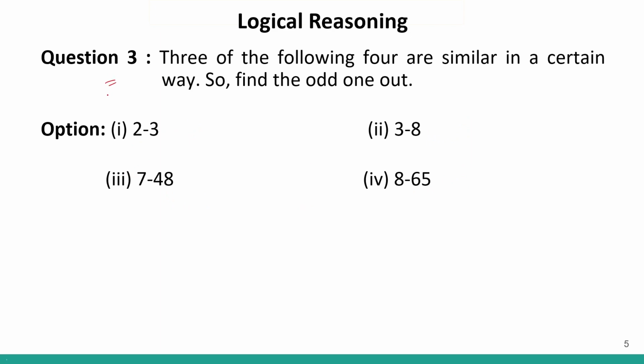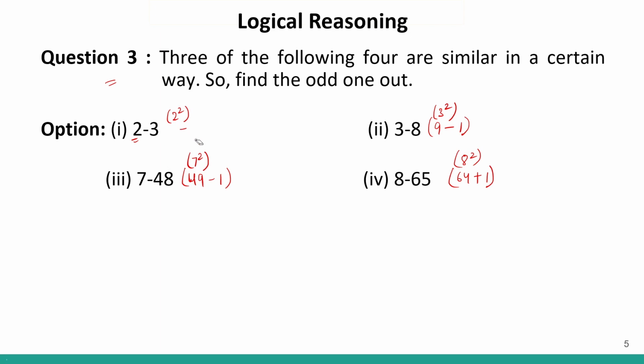Now, question number 3. We are given certain numbers and we have to identify which one is different. If I look over here, 2 and 3, I can see 3 is basically 4 minus 1. 8 is basically 9 minus 1. 48 is basically 49 minus 1, whereas 65 is basically 64 plus 1. Now, what are 4, 9, 49 and 64? These are the squares of the first number. 4 is 2 square, 9 is 3 square, 49 is 7 square, and 64 is 8 square.